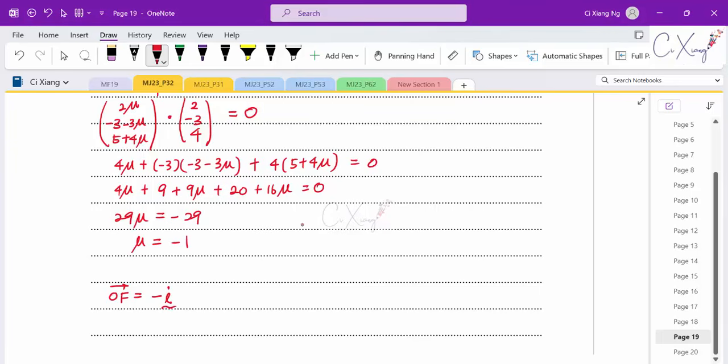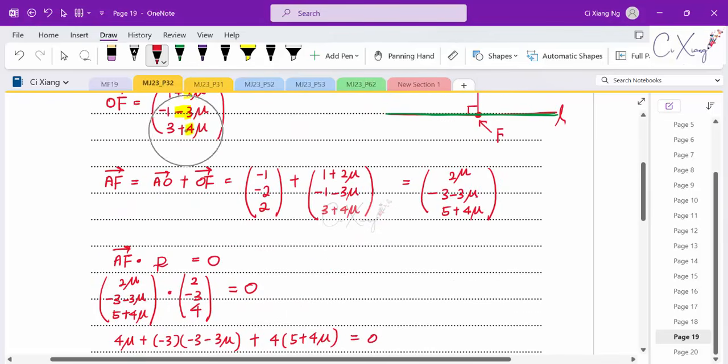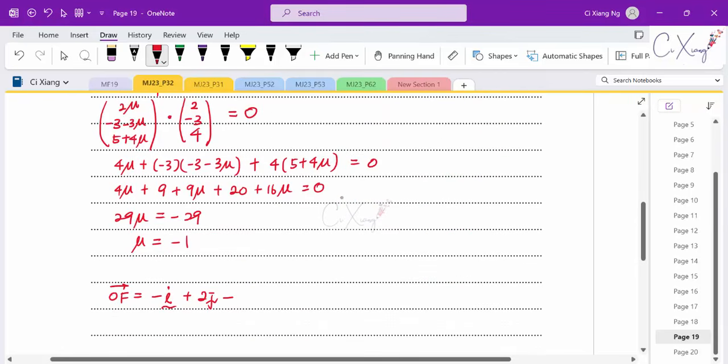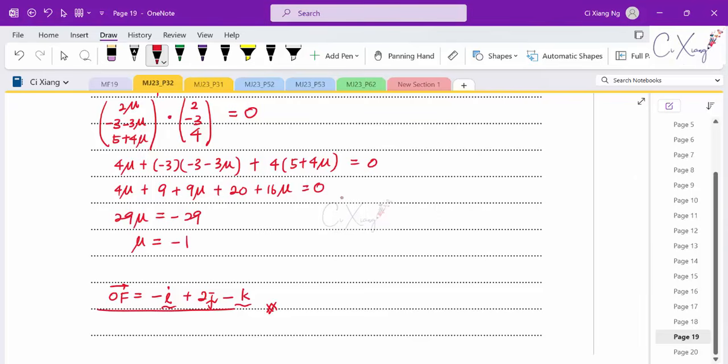Then substitute negative 1 into the y component, you have a 2. So it will be plus 2j. And after that, substitute the negative 1 into the z component, 4 plus 3 times negative 1. Then you're having a negative 1, so it will be negative k. Alright, so this is your position vector of the point F, which is the foot of perpendicular between the A and also the line. So this is how we actually solve this question.